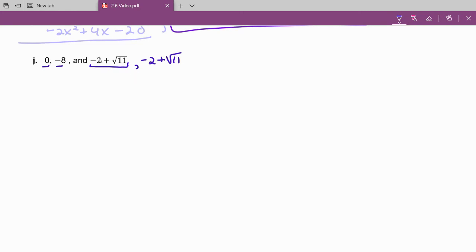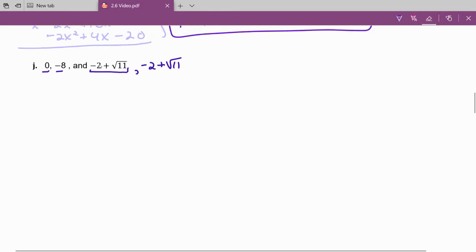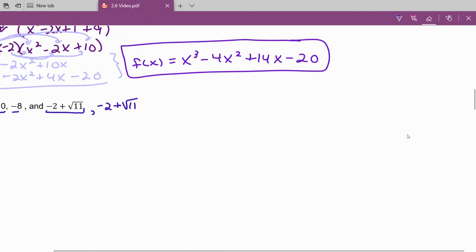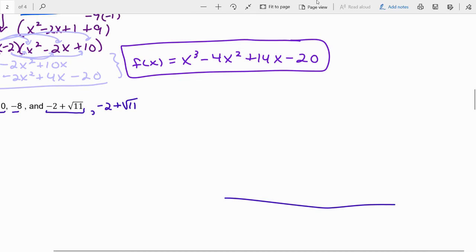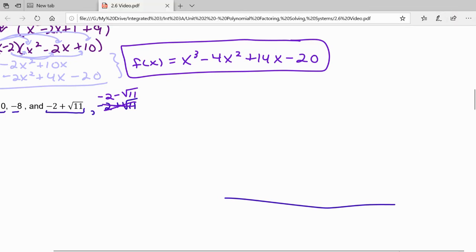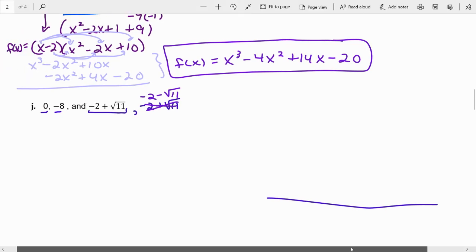It's just, oops. Oh, darn it. I cannot. Okay, I'm just gonna, it's frustrating. Oh no, that's not what I meant to do. Okay. All right, so I'm just gonna cross that out, put negative 2 minus the square root of 11. I don't know why my erase feature is not available, but this is really frustrating.